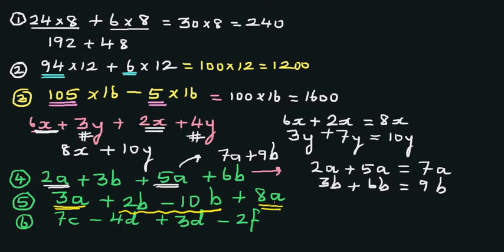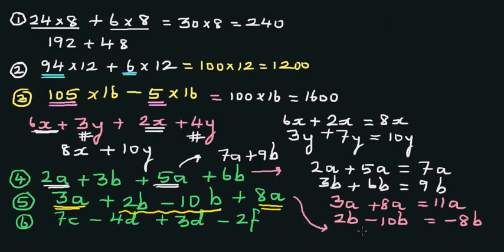So let's do first a. So what is it you got? 3 lots of a plus 8 lots of a. That is easy, which is 11 lots of a. And now for the b's, you got 2 lots of b, take away 10 lots of b. So 3 plus 8 is 11, and 2 take away 10 is negative 8b. So here the answer, I'll write it here, is 11a take away 8b, and that's your answer.